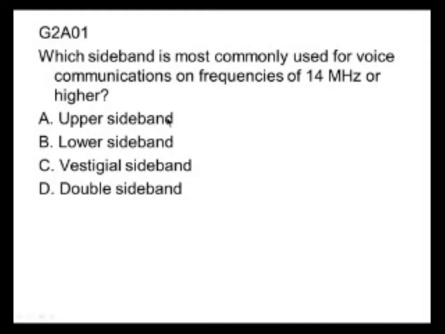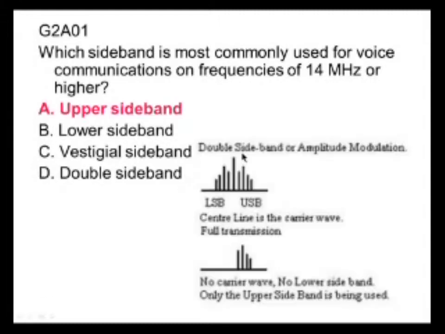The answers here are upper sideband, lower sideband, vestigial sideband, and double sideband. The answer for this is upper sideband. And what that means: when you apply amplitude modulation to a carrier, normally you have the carrier, which is the long line here in the center, and you generate a lower sideband, and you also generate an upper sideband. This one is below the carrier in frequency, and this one is above the carrier in frequency.